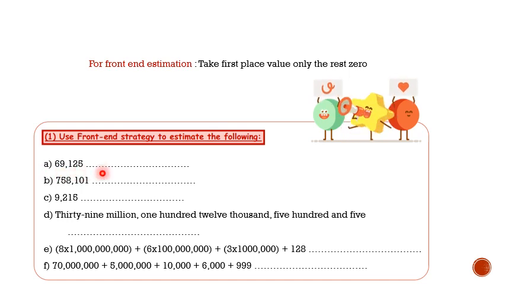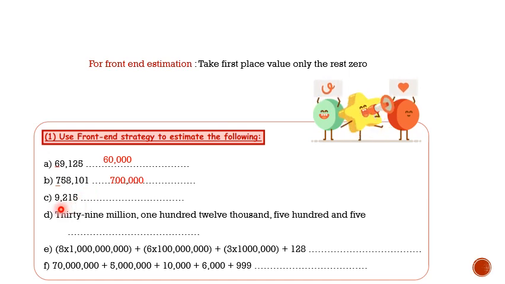The number I have here is 69,125. So if I use front-end strategy, the first digit I have is 6 in 10,000, so it will be 60,000 only. So the front-end estimation for this number is 60,000. Next number we have 758,101. So I'll just have 7 in 100,000, so it will be 700,000 as estimation for this number.